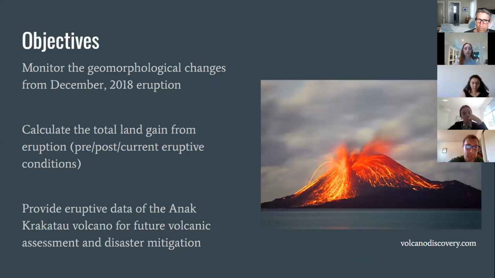The main objectives of the study were to monitor the geomorphological changes from the eruption in 2018 by using SAR satellite imagery and Sentinel-1 processing imagery. Additionally, the study calculated the total land area gained from the eruption, which we'll go into more detail in a little bit. This kind of study can be very beneficial in providing volcanic data for disaster mitigation, volcanic monitoring, and damage assessment in the event of an eruption.